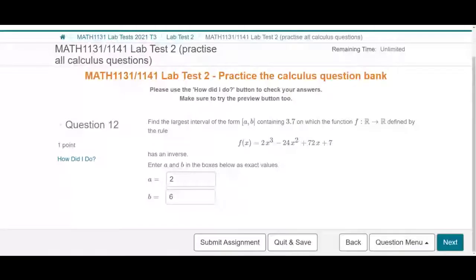Okay, so let's go back to the question. So you can see we want an interval like this containing the point x equals 3.7. And this interval definitely will contain that point. Okay, how did I do? Phew. Oh, lucky, so lucky.